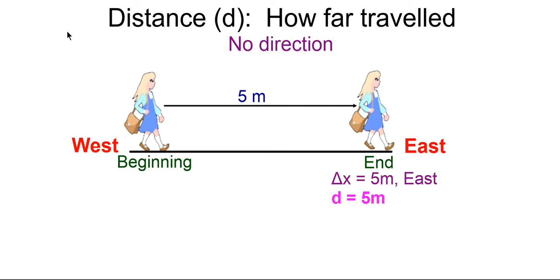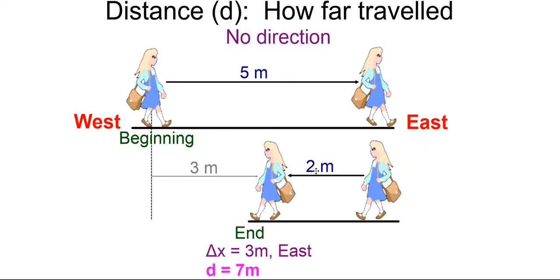We do not. And now she turns around. She walks 2 more. Now how far did she walk total? She walked 5 meters and 2 meters. Her distance is now 7.